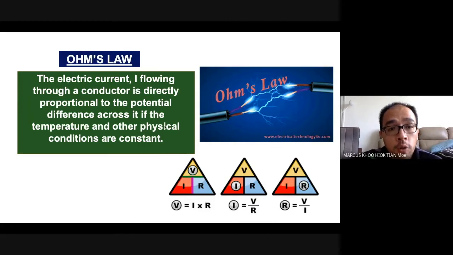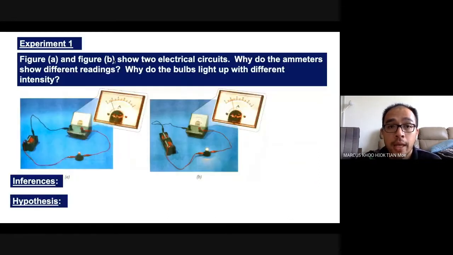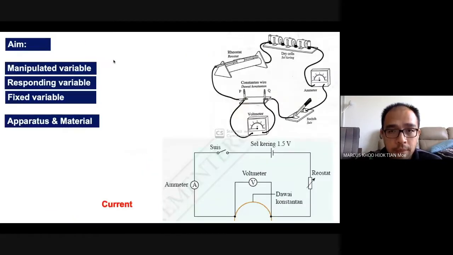Because Hooke's law also has a condition. And so don't forget that Ohm's law also has a condition. The condition must be included in Ohm's law. And then we learn the formula, which is V equals IR. If we can calculate the effective resistance and we have the potential difference, we can calculate the current that is flowing through it.